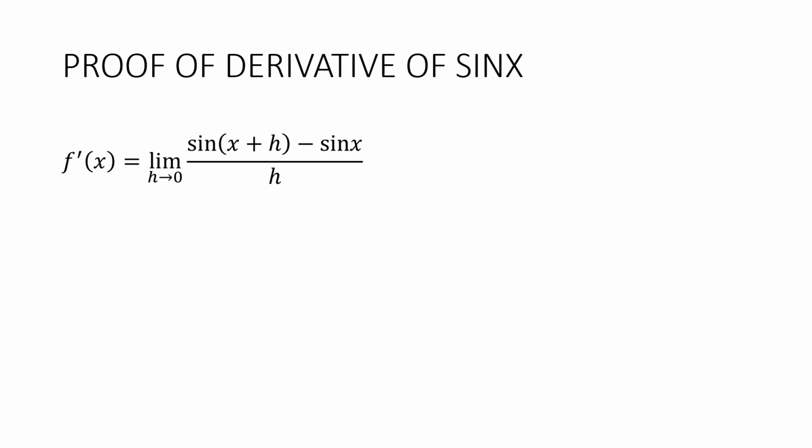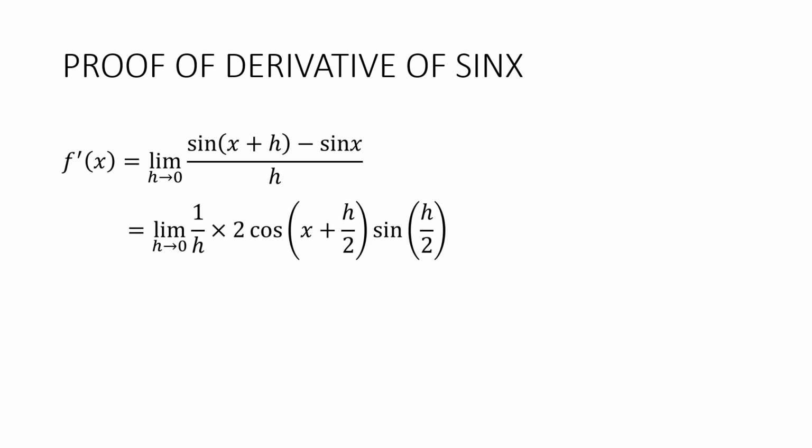And so our formula for the derivative becomes the limit as h approaches 0, I've brought this 1 on h out the front, multiplied by 2 cos of x plus h on 2 sine of h on 2. Now where on earth do we go from there? Because currently, if I substitute in 0, I end up with 0 divided by 0, which is undefined.